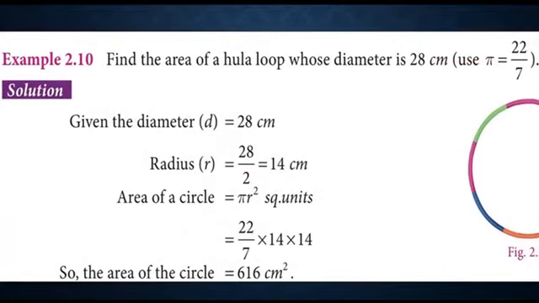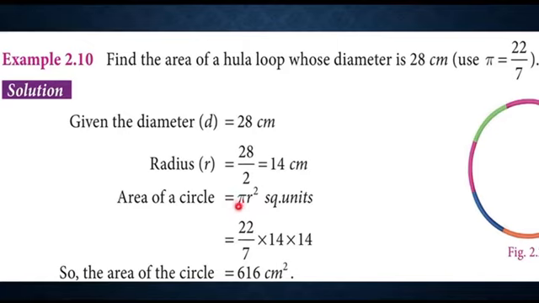Next example. Find the area of a hula hoop whose diameter is 28 centimeter. Use pi is equal to 22 by 7. Given the diameter d is equal to 28 centimeter. If the diameter is given, we have to find the radius to calculate the area. So, radius r is equal to d by 2, that is 28 divided by 2, and it is equal to 14 centimeter.